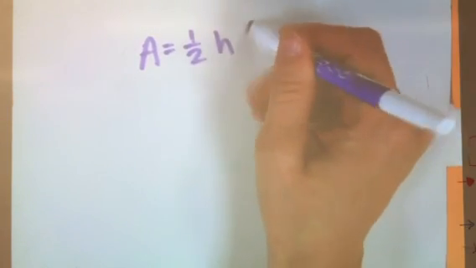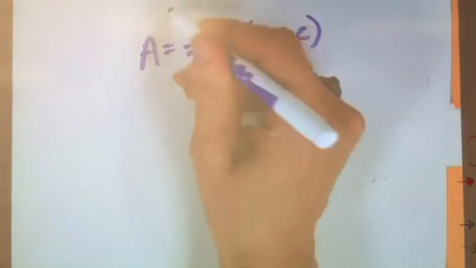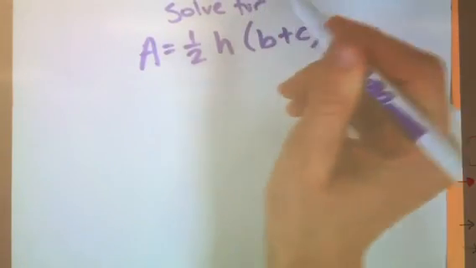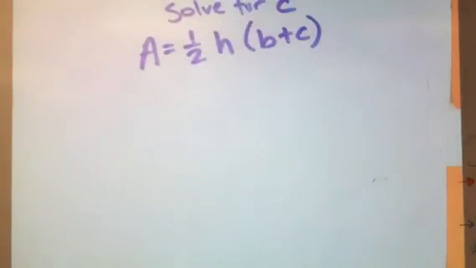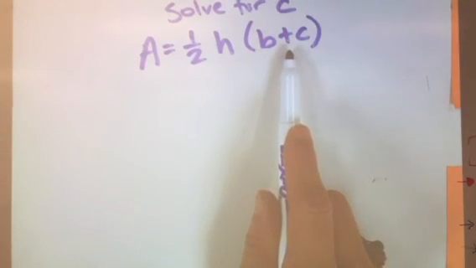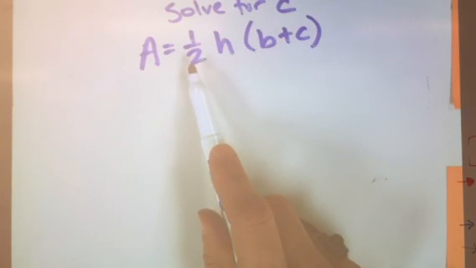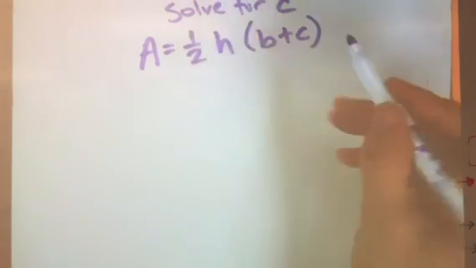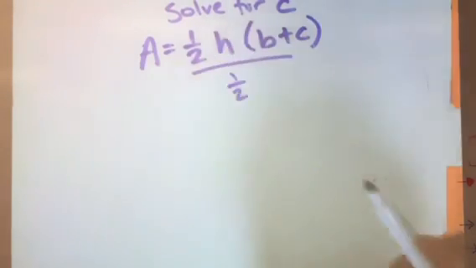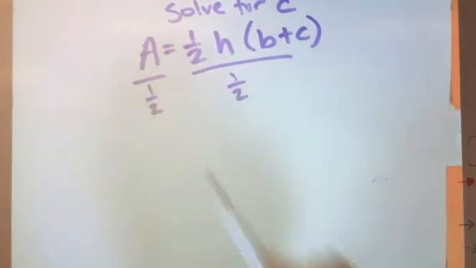A equals 1/2 H times B plus C. Let's solve for C. To me, it's much easier not to distribute when I'm solving for a variable that's inside the parentheses. Since I am multiplying everything on this side by 1/2, I can cancel out by dividing both sides by 1/2.